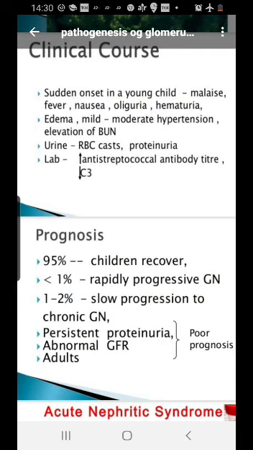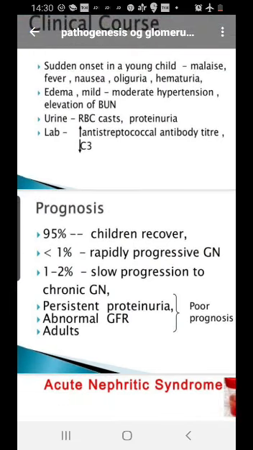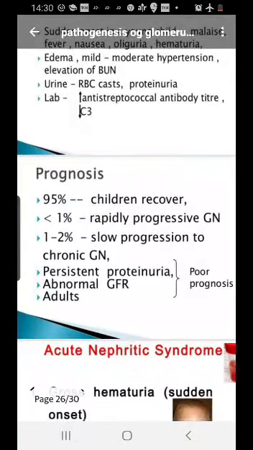If you are suspecting post-streptococcal glomerulonephritis, we ask the patient to get an anti-streptococcal antibody titer done, depending upon how much is the antibody titer and how much is the injury. And since the complement is being used in the antigen-antibody complex, C3 levels will decrease.